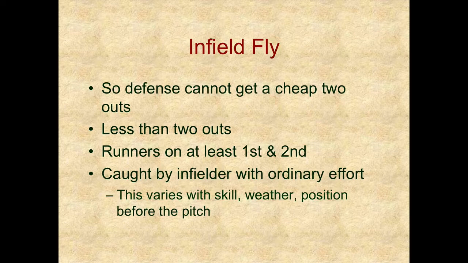There are 3 things that must exist or happen for a pop-up to the infield to be declared an infield fly. Number 1, there must be fewer than 2 outs. If there are 2 outs, there would be no advantage for the defense not to catch the ball since they only need 1 out. Number 2, there must be runners on at least first and second, and could be runners on first, second, and third. In other words, there must be an opportunity to force a runner out at any of the bases.